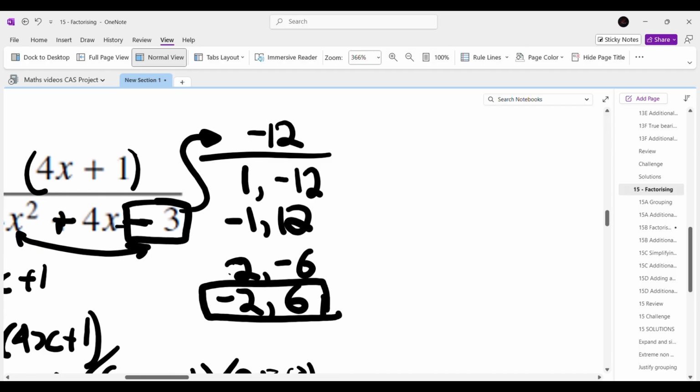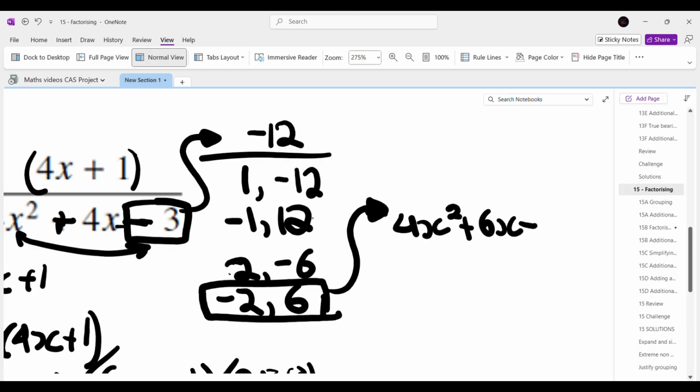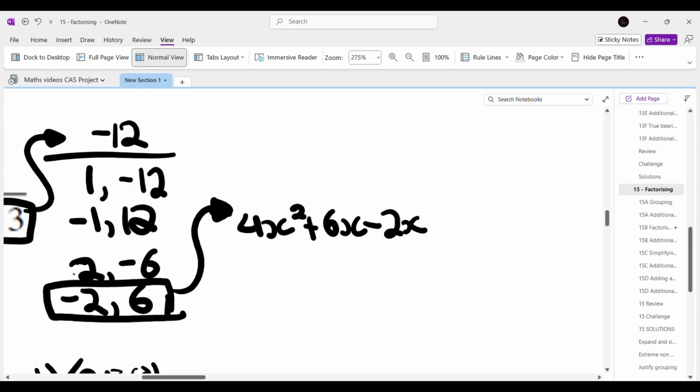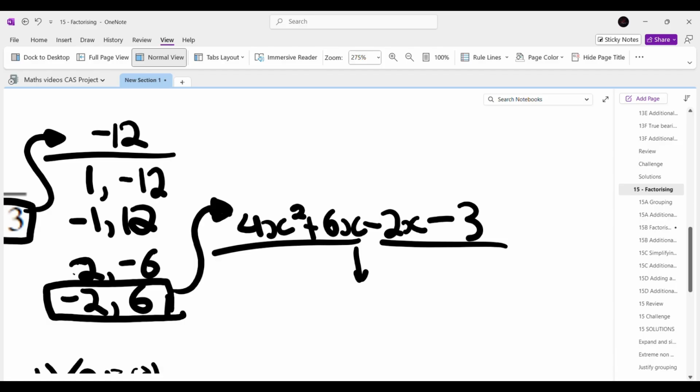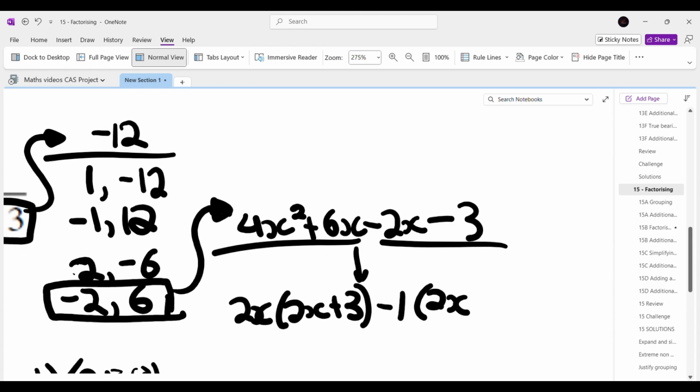So now what we're going to do is we're just going to split this middle term. 4x squared plus 6x minus 2x minus 3. Now we take the front term right here and we just take out 2x. So this just becomes 2x plus 3. And then we can take out minus 1 from the second bit. Basically, we're taking out minus 1 from the negative 2x and minus 3. So this just becomes positive 2x plus 3, right?